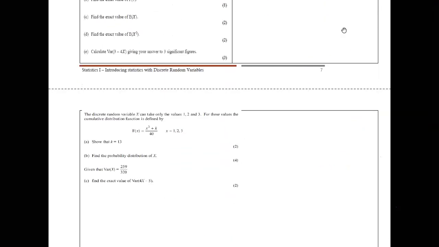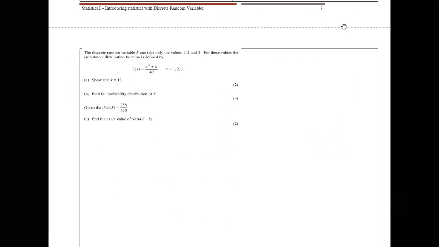So the next example, we are going to look a bit more into the cumulative distribution function, just in case it comes up for the exam. So let's say they don't give us the PDF, they give us the CDF instead. In short, we can call this CDF, cumulative distribution function. So how can we work with this? So the concept is the same. Part A, how do we show that k equals 13?